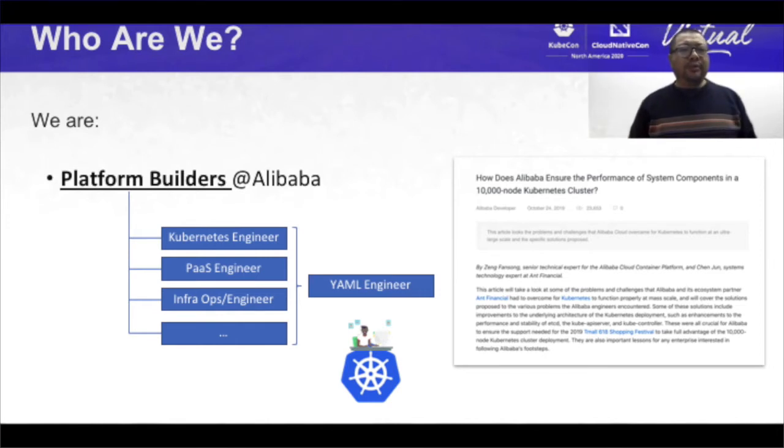We have a large team. We have people working on Kubernetes directly, teams working on PaaS, and infrastructure operators. Our customers are internal customers, which are the e-commerce sites of Alibaba. So we maintain some of the world's largest Kubernetes clusters, with more than 10,000 nodes. Also, we are the team on Alibaba Cloud that serves the public as public cloud offerings.